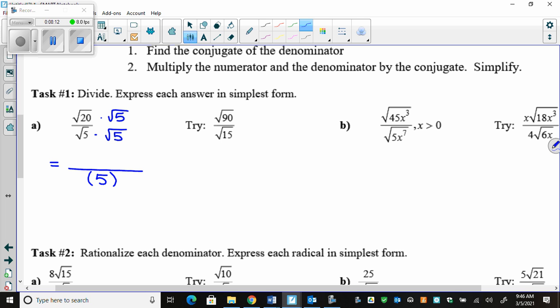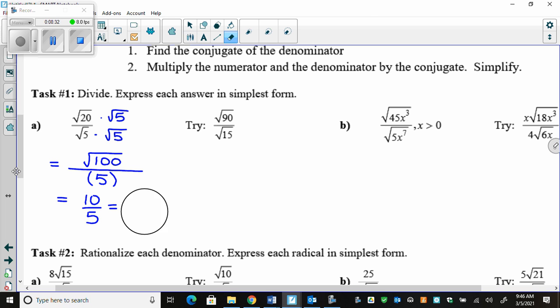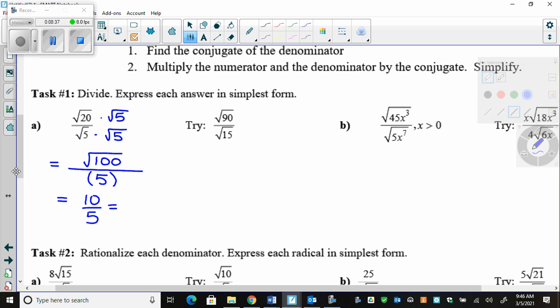is root 100. And root 100 is 10 over 5. This actually worked out to something pretty. A half. And by half, I mean 2. It's recorded, isn't it? Nah, I can't even pretend I didn't do that. It's 2.